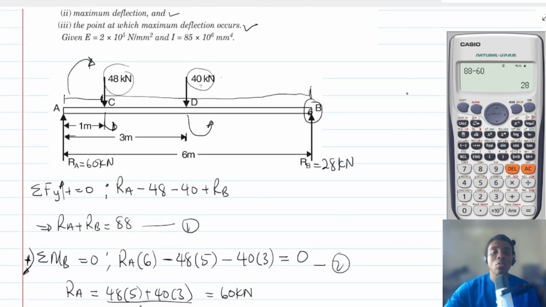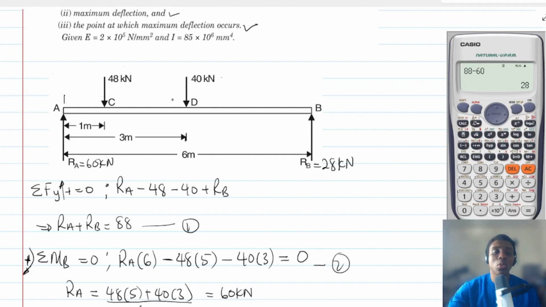According to Macaulay's method, whenever you have something like this and you want to find the deflection, what you have to do is take a section along the beam, and the section will be such that you take it to cover almost all the loads, or let's say most of the loads.